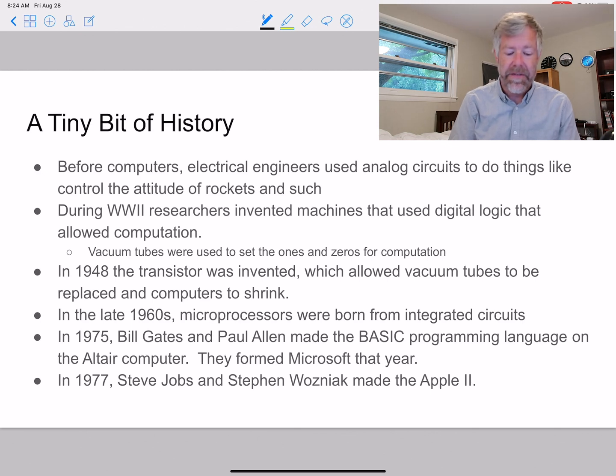And in 1975, Bill Gates and Paul Allen made the BASIC programming language for the Altair computer, and that allowed an explosion of computer use. They formed Microsoft that year. And in 1977, Steve Jobs and Stephen Wozniak made the Apple II computer.